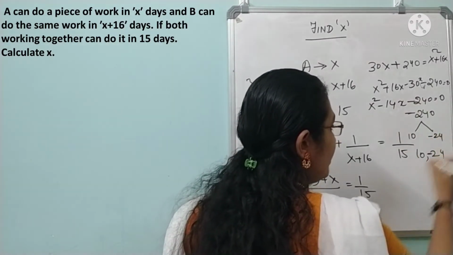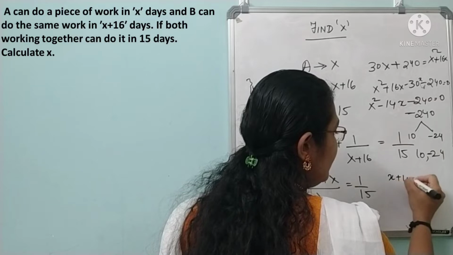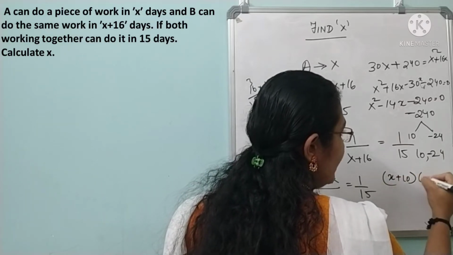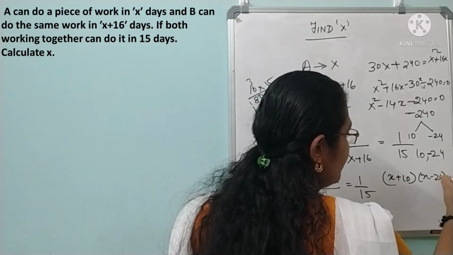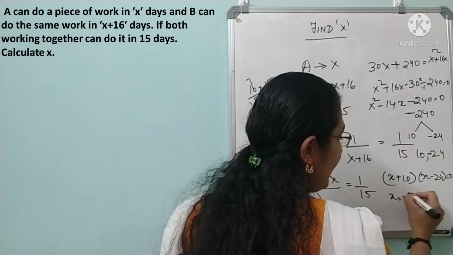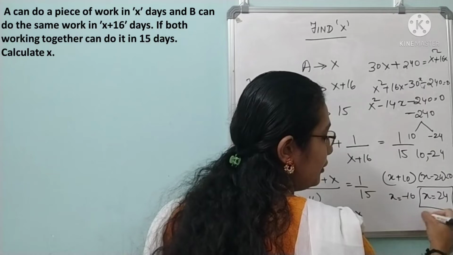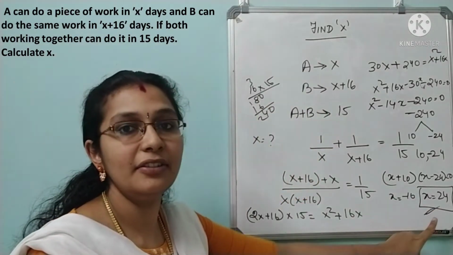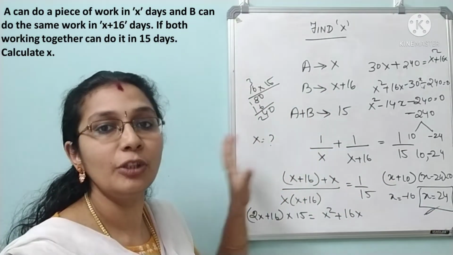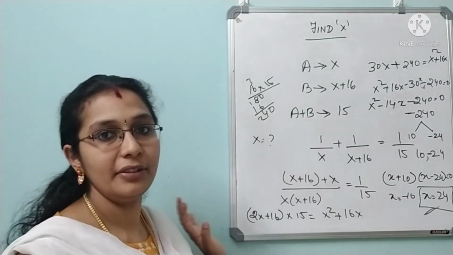So x plus 10, x minus 24 is equal to 0. So x is equal to minus 10, x is equal to 24. We will always consider the positive value. Hence the answer is 24. So this is the normal method to solve this question.